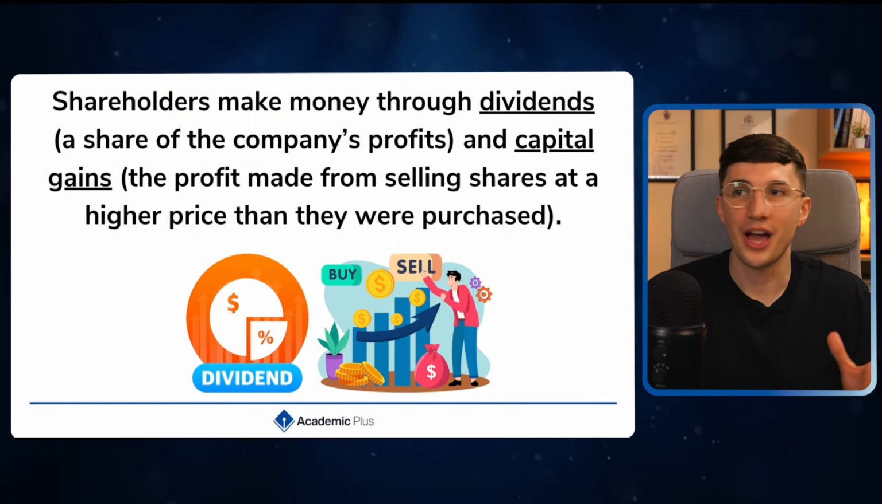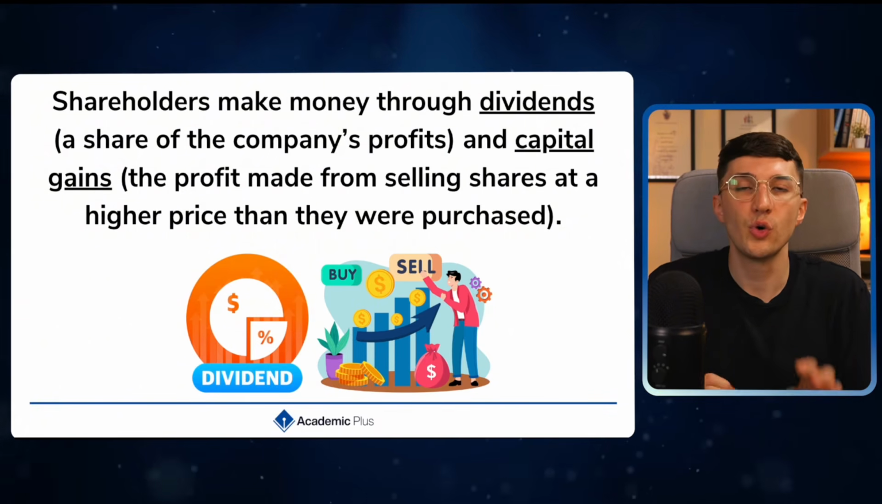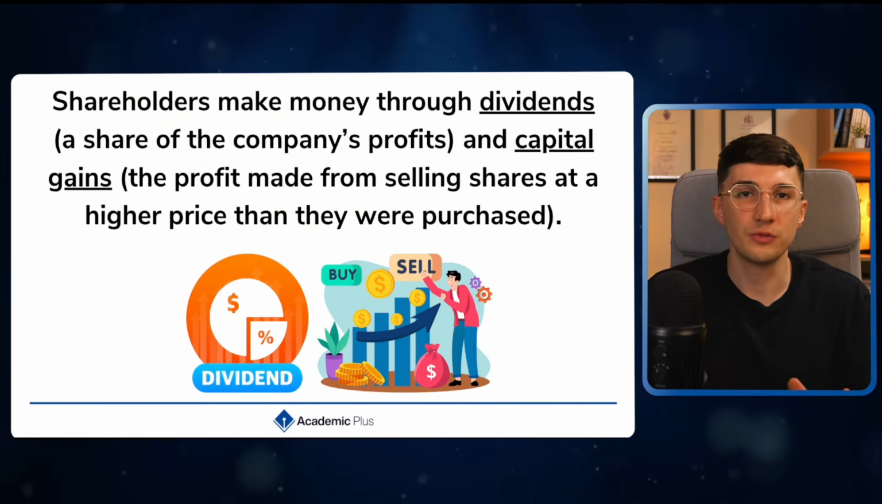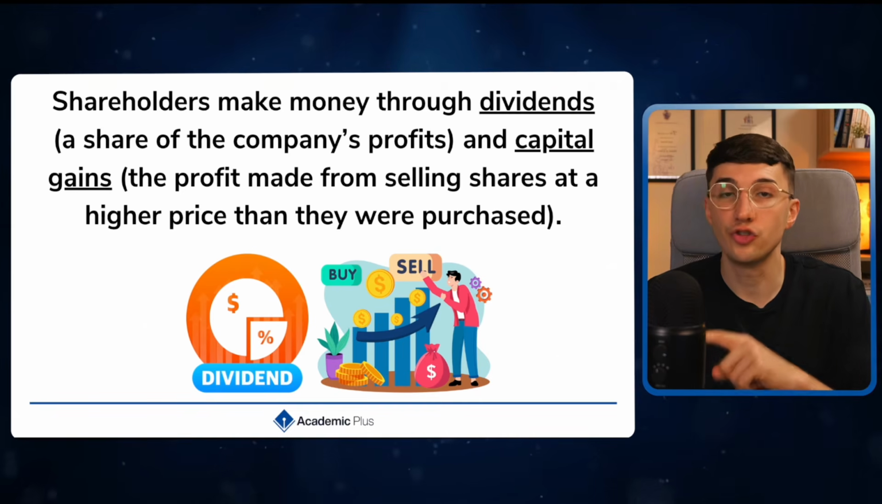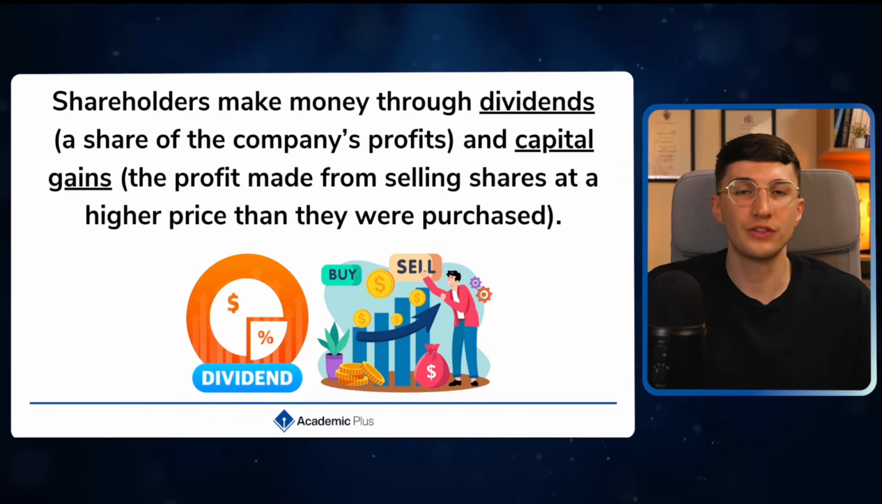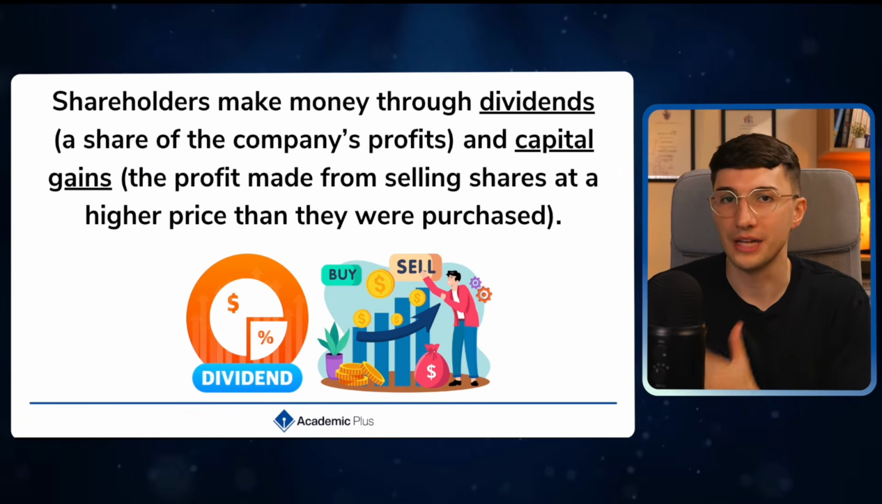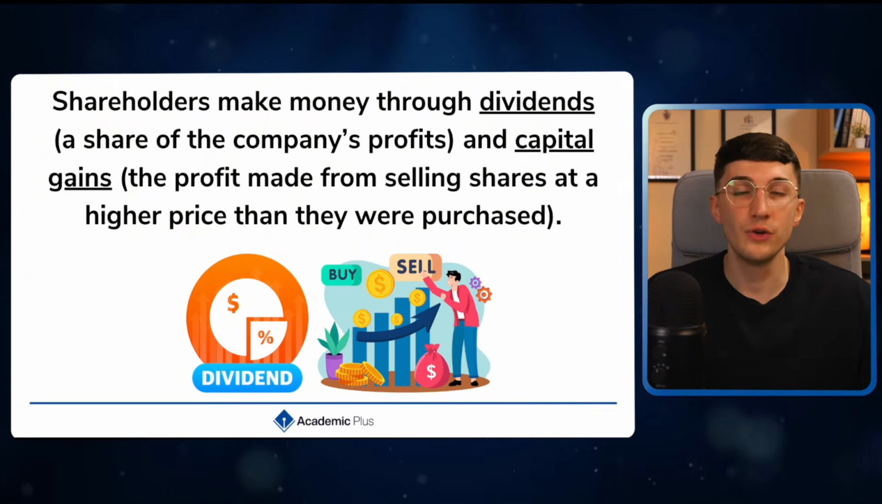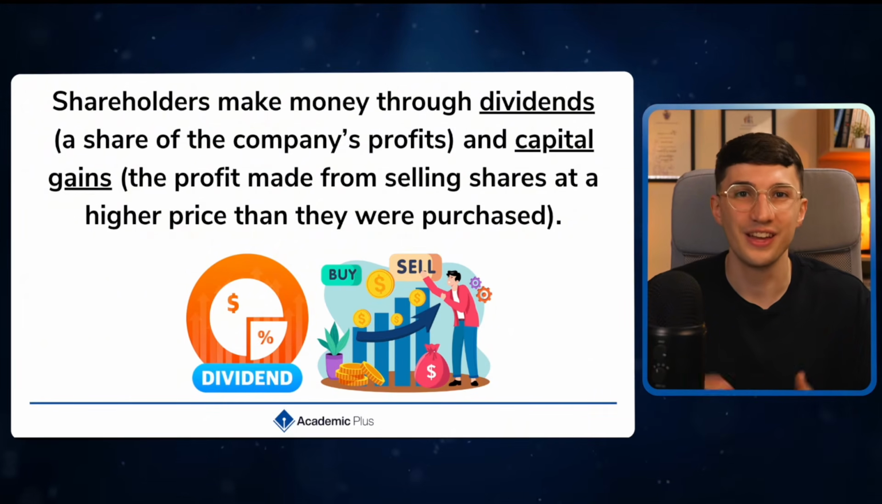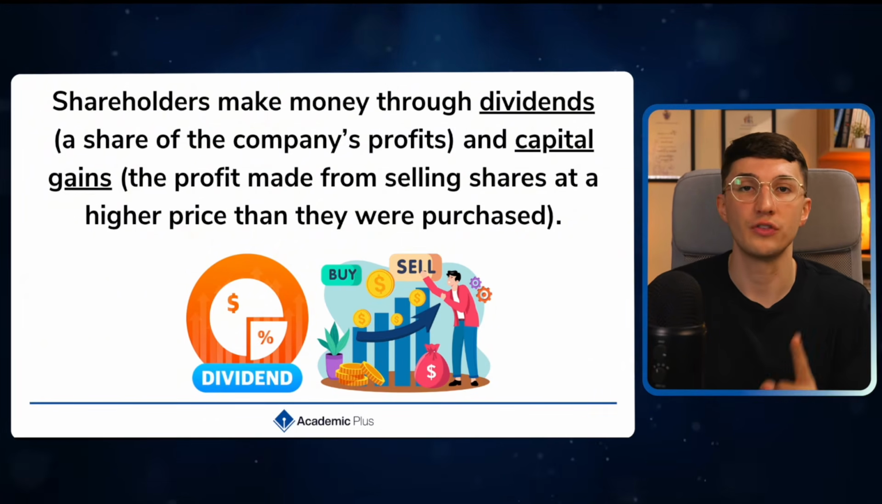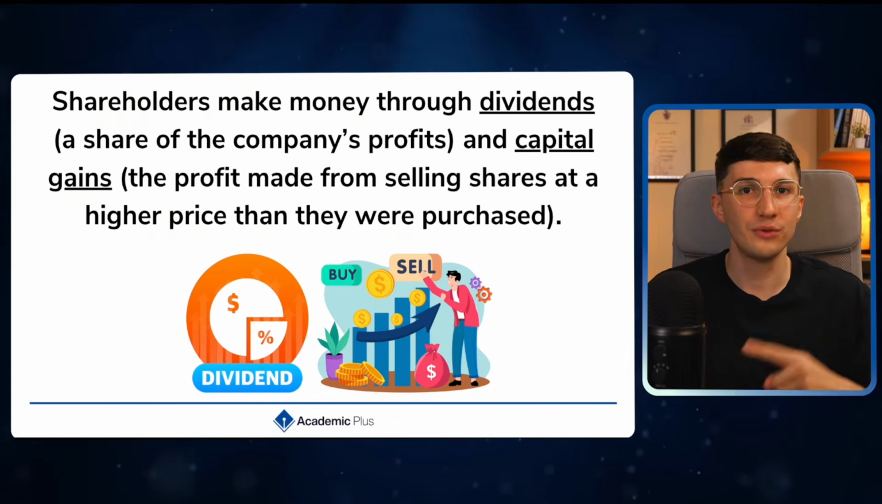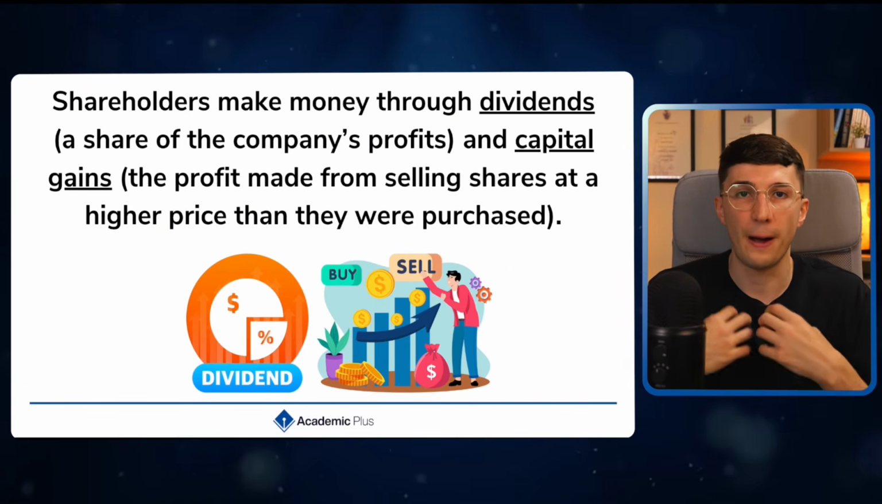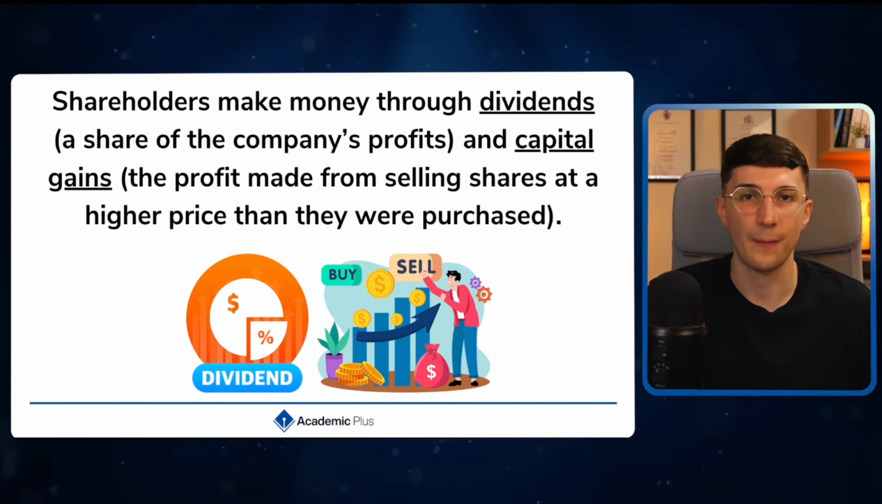And the second way a shareholder would make money is through a method called capital gains. All this means is that I bought a share and then sold it on for a profit. So for example, I may have bought a share in the company Apple for $100. A few years later, Apple does a little bit better and the share price goes up to $150. Now, if I was to sell that, I've made a £50 profit, which is classed as our capital gains.